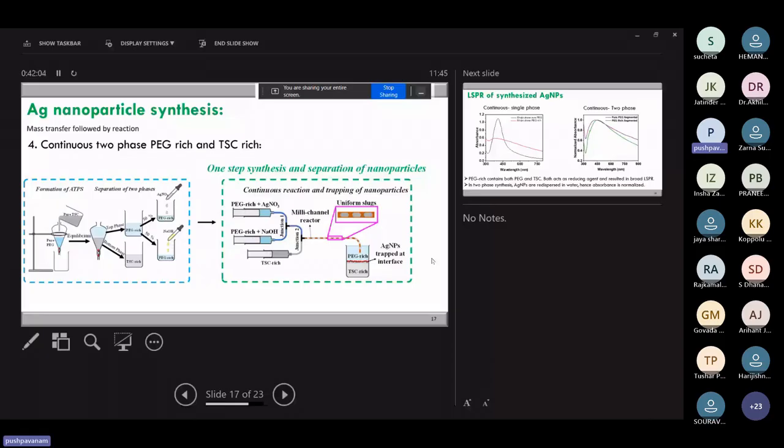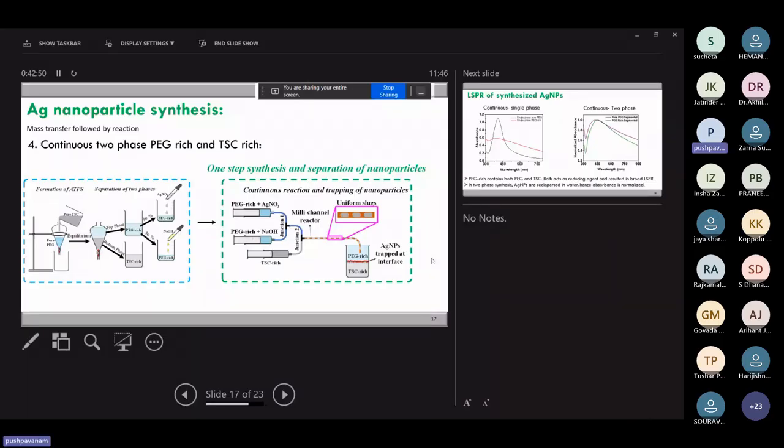So now the silver nitrate and sodium hydroxide are getting mixed in the first one. Then there are two T junctions here. In the first T junction, the PEG-rich silver nitrate mixes with the PEG-rich sodium hydroxide. In the second T junction, this mixture is contacted with trisodium citrate, which is my reducing agent, and which is used for forming my slugs. So now the role of the citrate is not for reducing, but for forming the two-phase mixture. I want my reaction to occur in the two-phase region. That's the whole purpose.